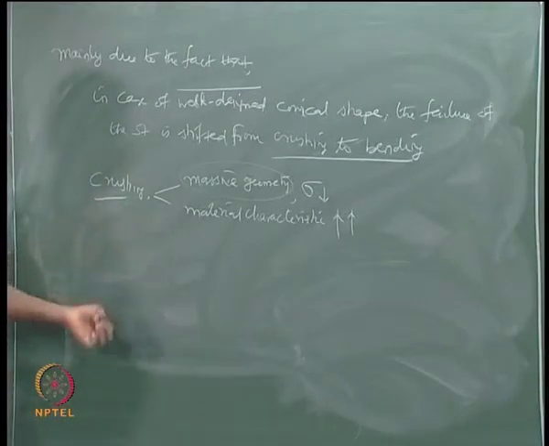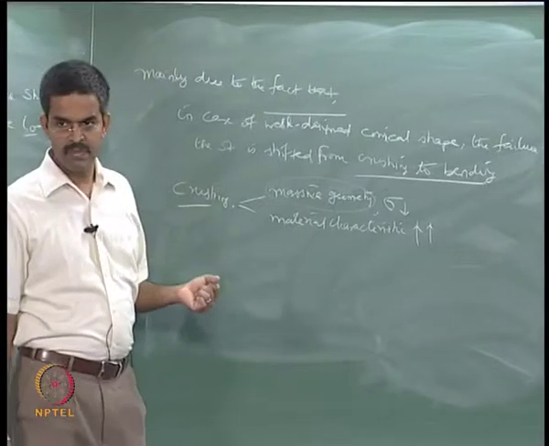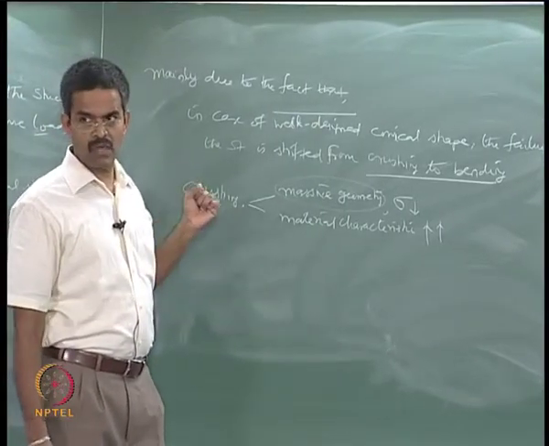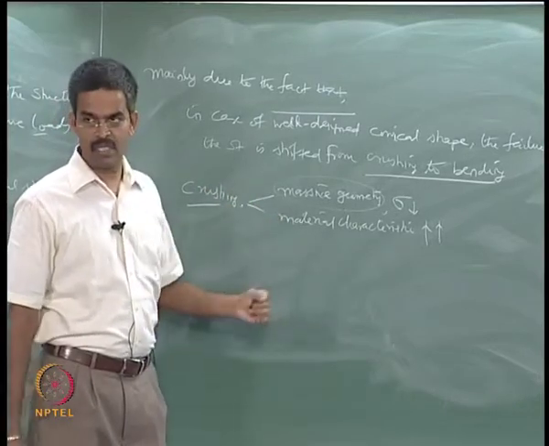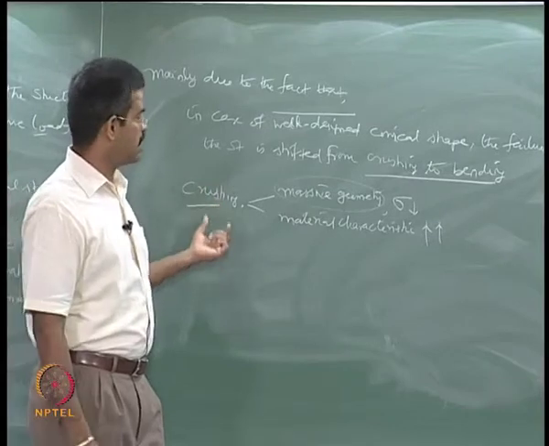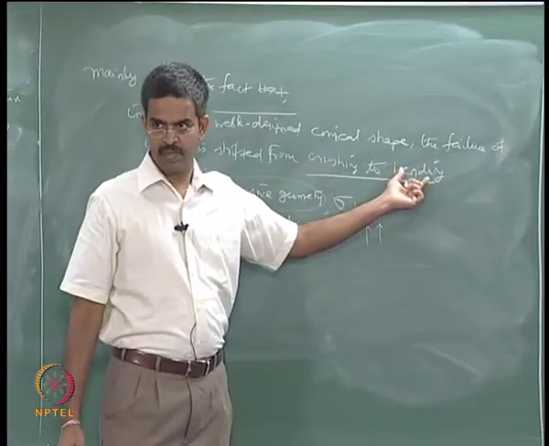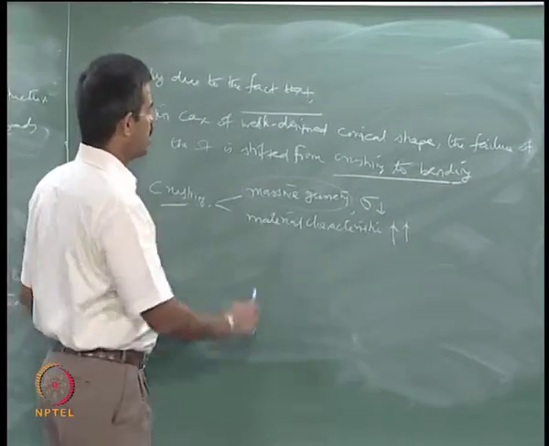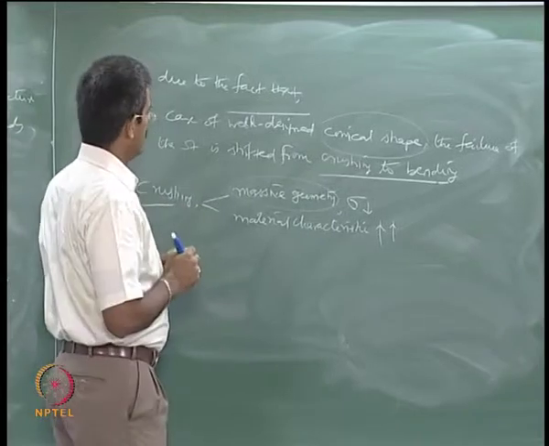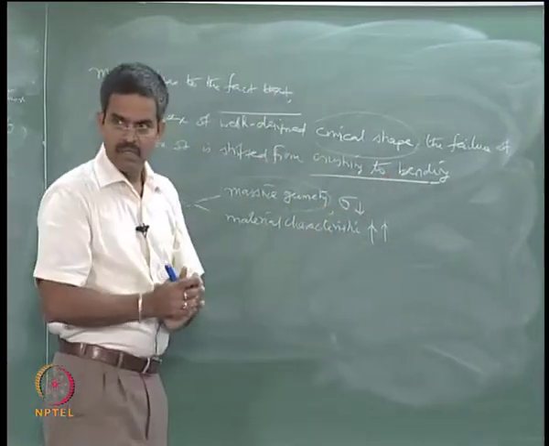I cannot also have a material characteristic with a very high strength in crushing, because the predominant load acting on an offshore structure or marine structure is not crushing. I always design it to be safe against bending. So, by creating a geometric shape which shifts my failure mode from crushing to bending, it is advisable.